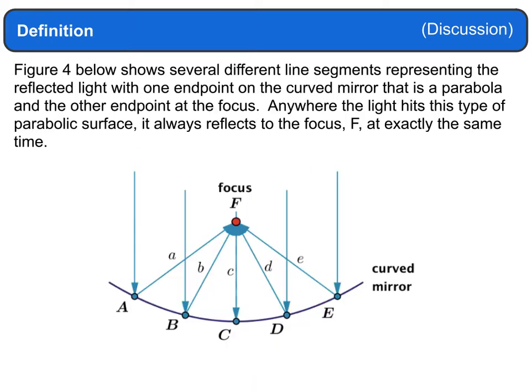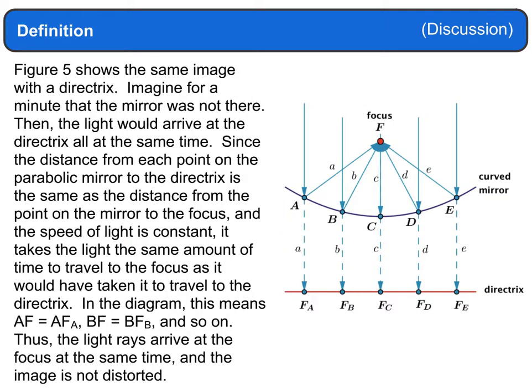The next several images do the same thing. Here's our curved mirror. They're showing us that every single time different line segments reflect with one endpoint on the curved mirror, and then there you have the focus. Anywhere the light hits this type of parabolic curve, it always reflects to the focus every single time, and so that's something to note. Here's another image that does the same thing as well, but they're adding the lines for the directrix to meet in there. That this line here, A, is congruent to this line A at the bottom, so this one is congruent to this one is congruent to these two, and so on as you go around the curve.